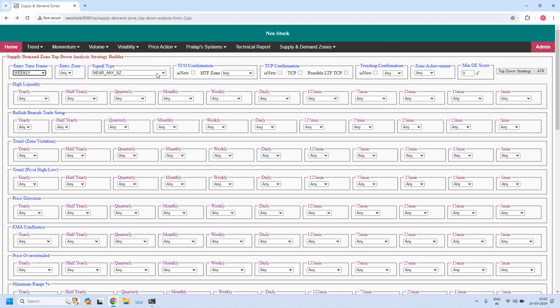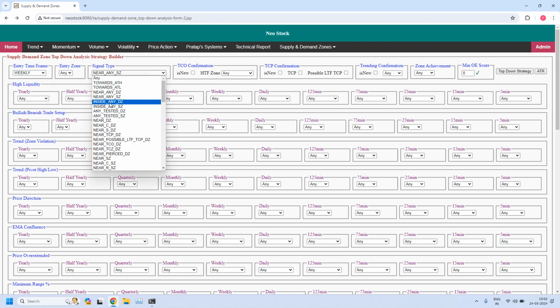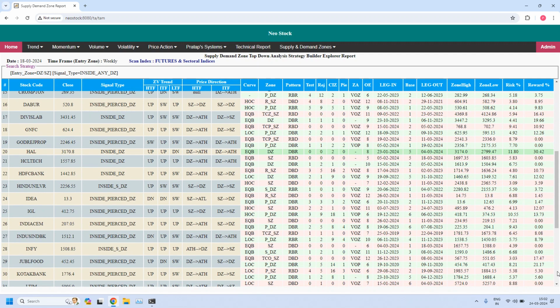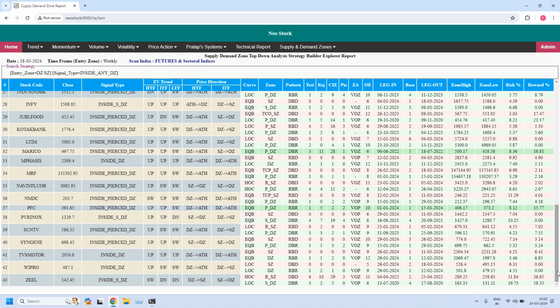For the weekly time frame, let us find the stocks where price closed inside the weekly demand zone. So we have a very big list. Let me scroll down. You can pause the video and study them. Again I am scrolling down. So a total of 43 stocks are filtered where price closed inside the weekly demand zone. Okay, I am moving back.